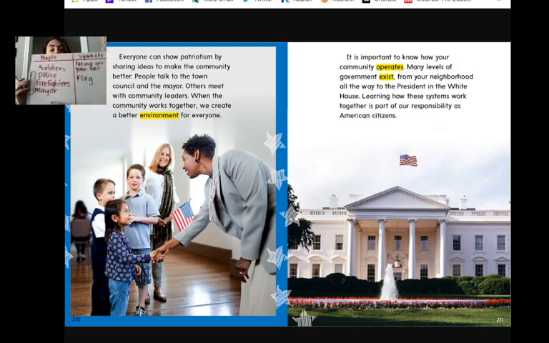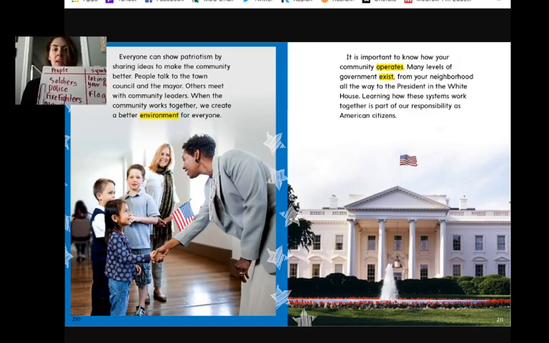Everyone can show patriotism by sharing ideas to make the community better. People talk to the town council and the mayor. Others meet with community leaders. When the community works together, we create a better environment for everyone. It is important to know how your community operates. Many levels of government exist, from your neighborhood all the way to the president and the White House. Learning how these systems work together is part of our responsibility as American citizens.